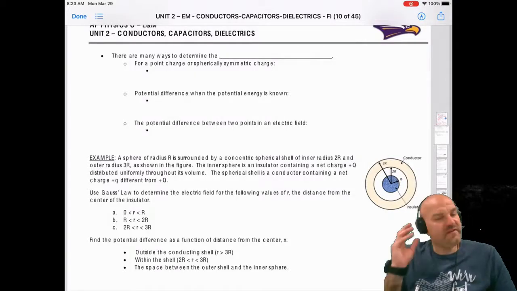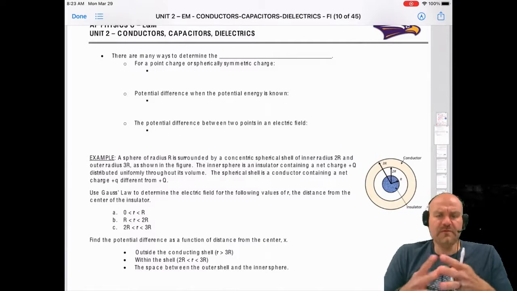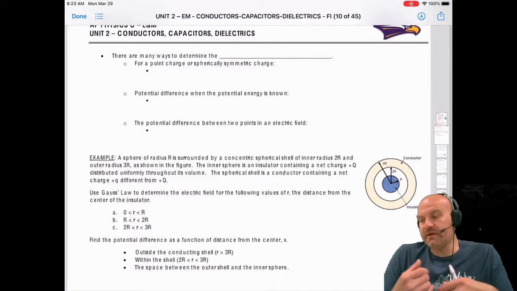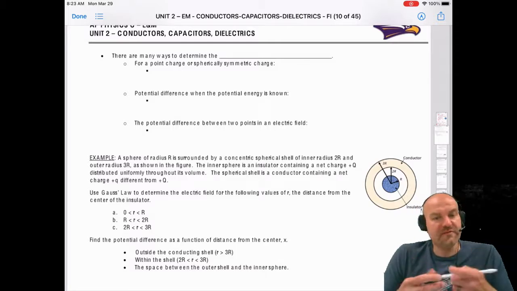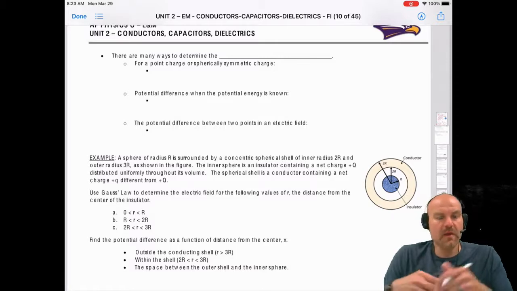Okay, so this is the second video focusing on conductors. What we're going to do here is look at how we calculate the potential inside a conductor, around a conductor, in various situations. And then we're going to do an old AP Physics C practice problem.